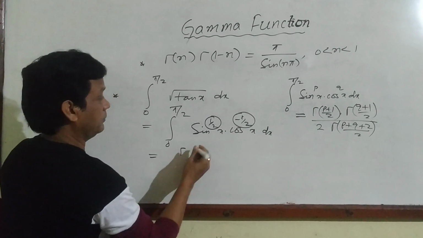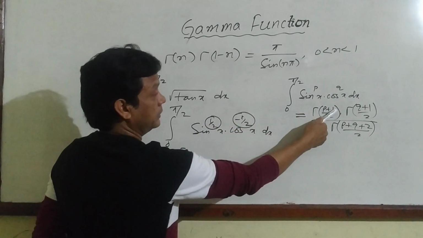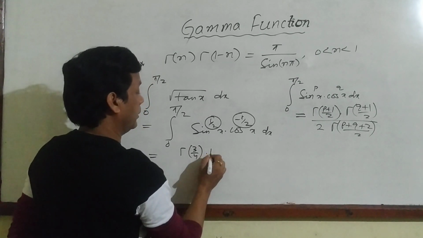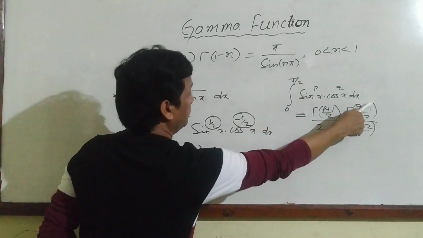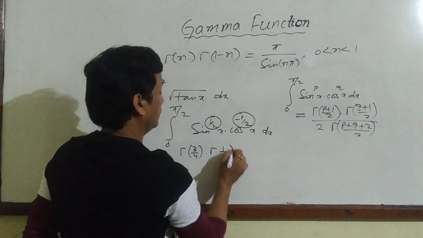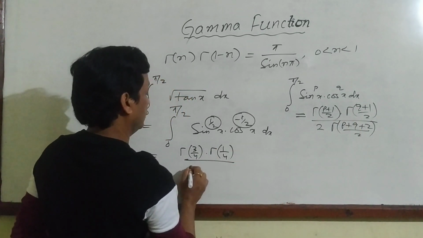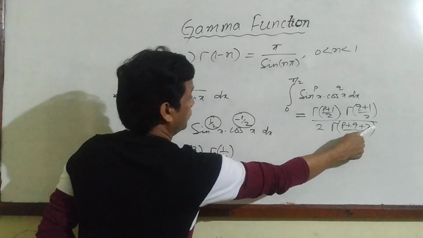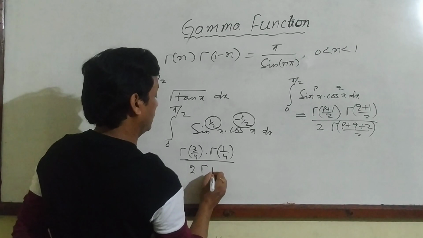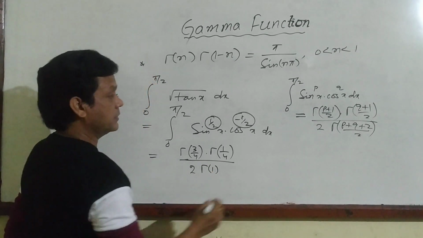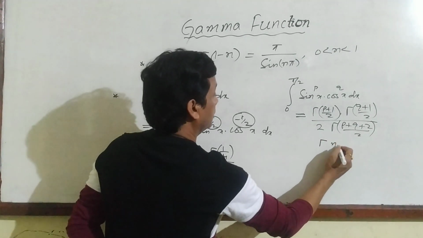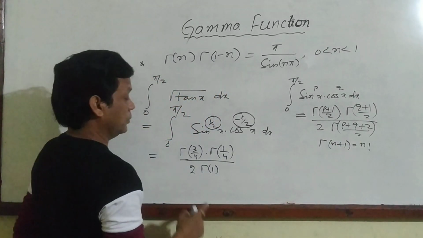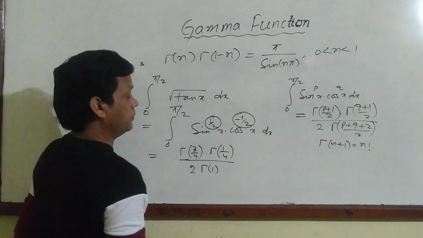So put the formula here. You will get gamma of (half plus 1) is 3 by 2, by 2, 3 by 4. And here gamma of (minus half plus 1) is half, by 2 is 1 by 4. Divided by 2 gamma of (p plus q plus 2) by 2. What is p plus q? 0. 0 plus 2 is 2, 2 by 2 is 1, gamma of 1. And gamma of 1 is, already I have told you, gamma of n plus 1 is equal to factorial n. So gamma of 1 will be factorial of 0.